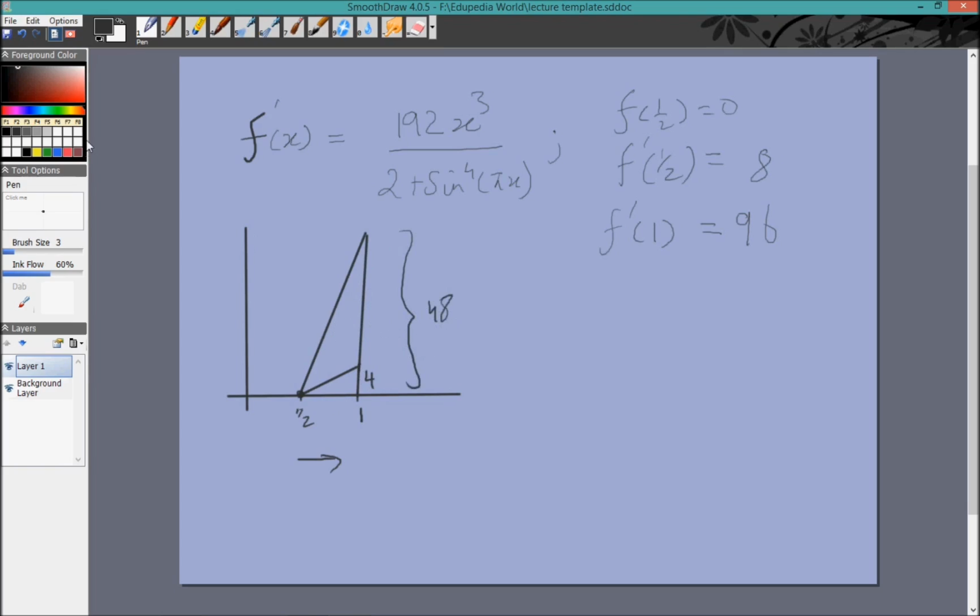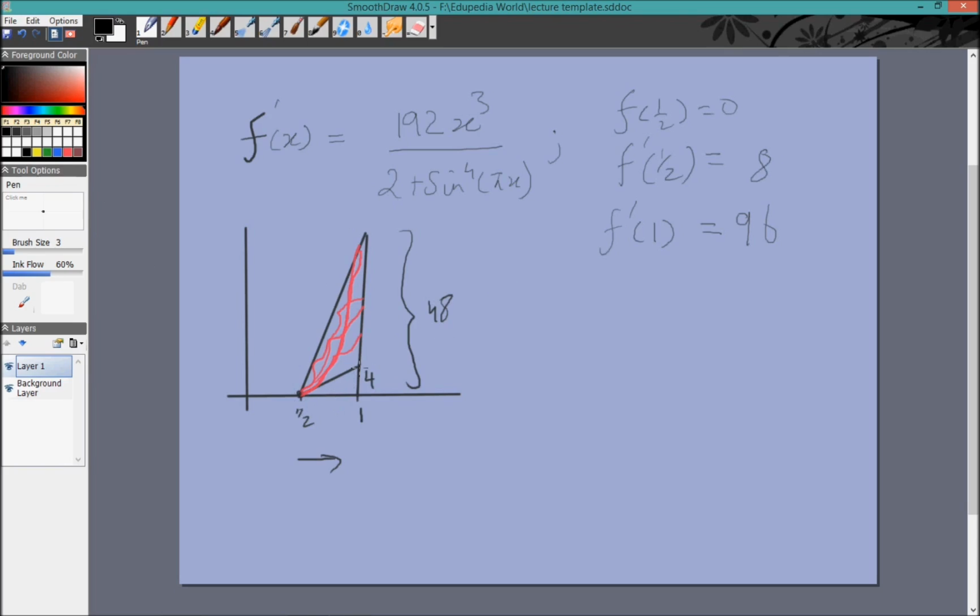So the actual function has to lie between these two. It probably has to be something like this, right? It could maybe be something like this, but to me it looks like it will be something like this, because initially the slope is 4 at the 8, and finally the slope is 96. Anyway, it doesn't matter how it behaves, as long as we know that it has to lie between these two triangles, right? What are the equations for these two lines?